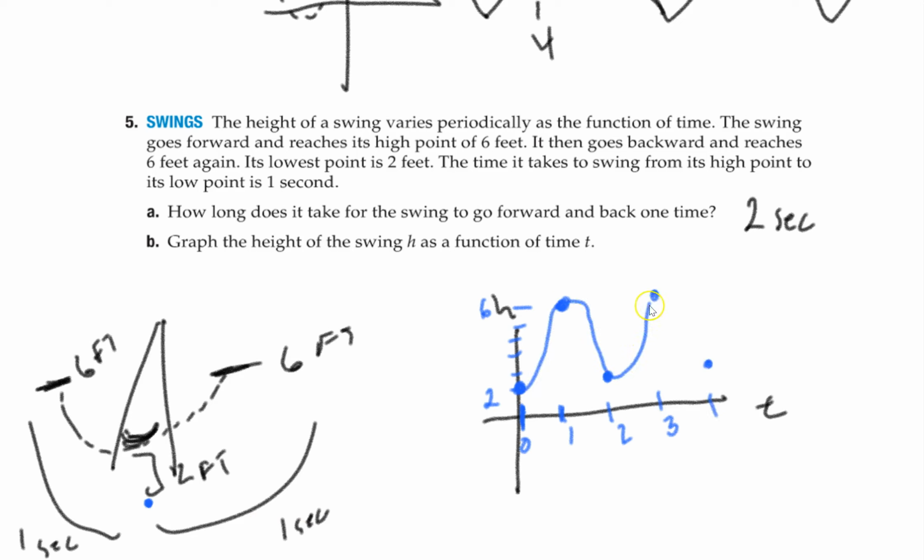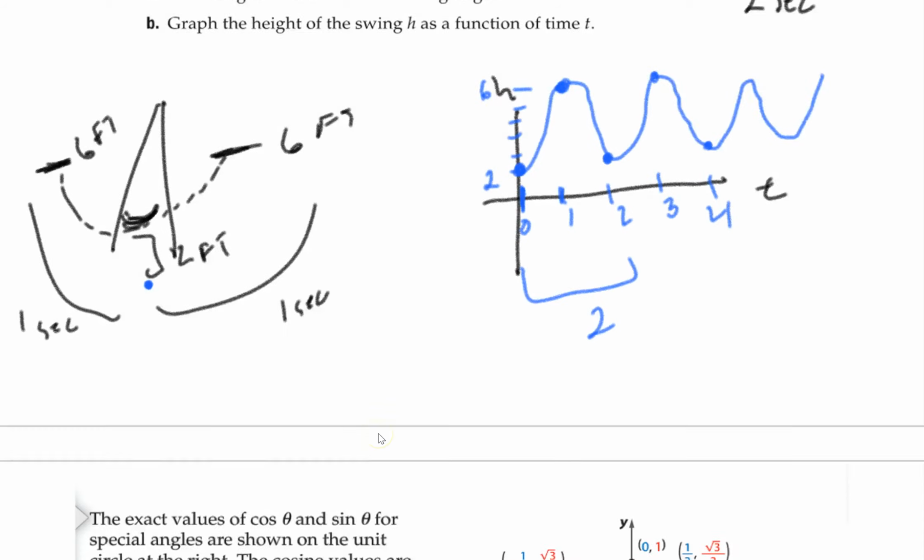And it just keeps on going. So it's a periodic function. Now look at what our period is. It is 2. Right? It takes 2 to repeat itself. So you go up and then down. Up and then down. So that's the idea.